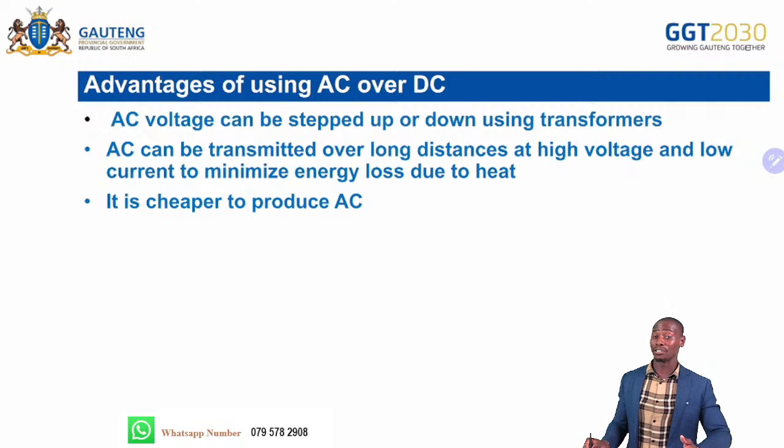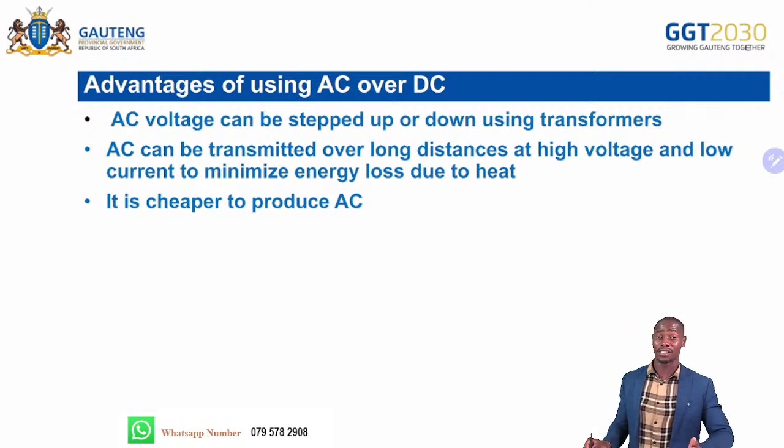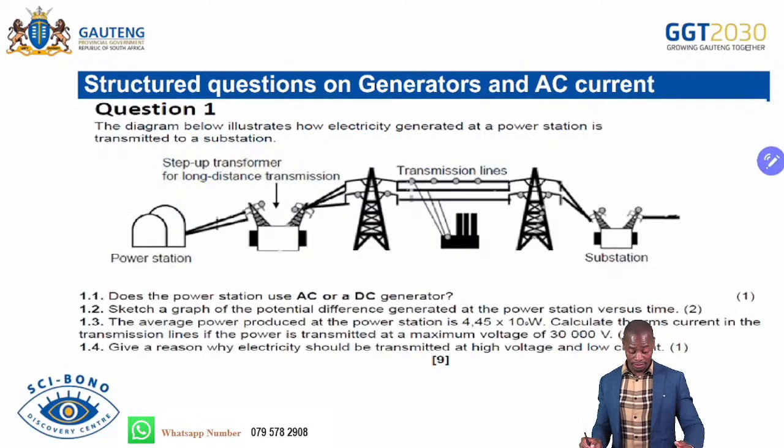Advantages of using AC over DC. These are the advantages, and they will ask you about those advantages. AC voltage can be stepped up or down using transformers, and AC can be transmitted over long distances at high voltage and low current to minimize energy loss due to heat. And it is cheaper to produce AC rather than to produce DC. So these are the advantages of using AC over DC.